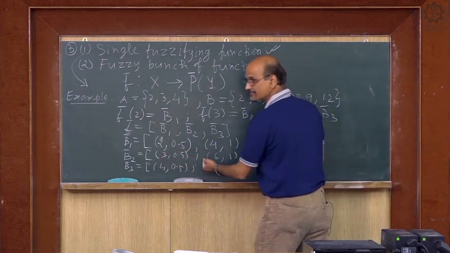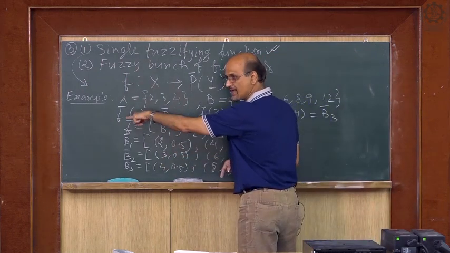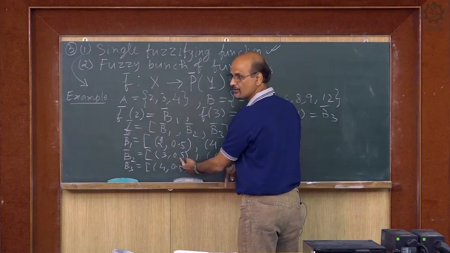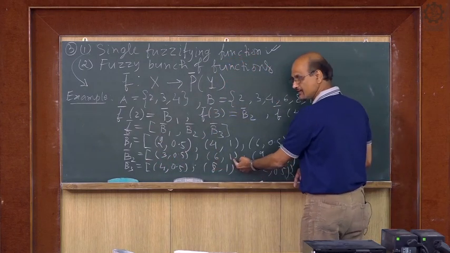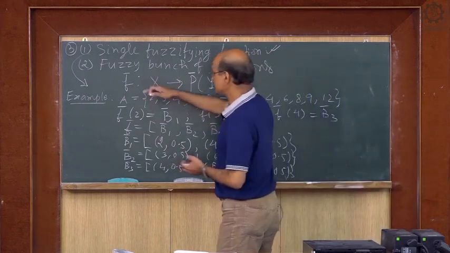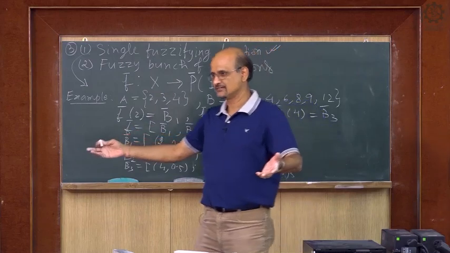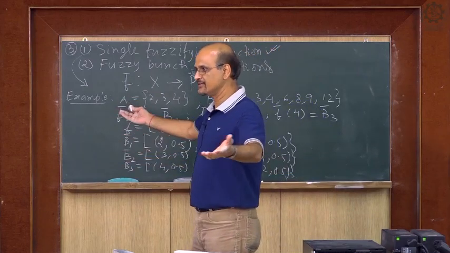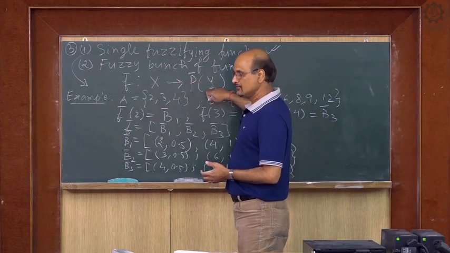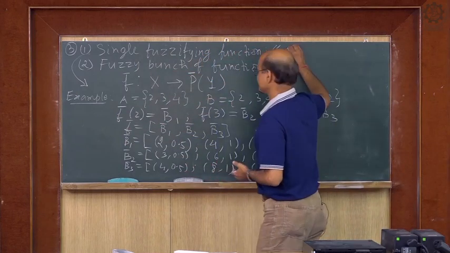Similarly, I can have others. For 3 belonging to A, 3 belongs to B2 bar with possibility 0.5, 6 with possibility 1, 9 with possibility 0.5, like that. So that is why you see it is blurring the image. It means increasing, no? Fuzziness is coming. So, okay, this is your single fuzzifying function.